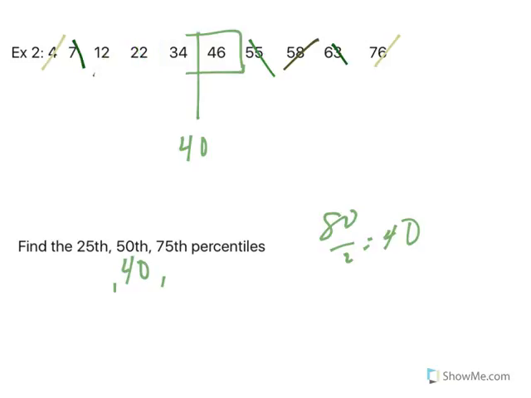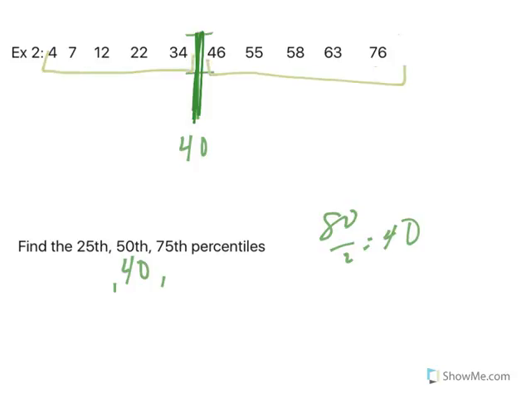Now, when I erase my markings here, you'll notice that this midpoint is between 34 and 46. So those numbers are used. 34 is part of the front, 46 is part of the back side. So now when I go to find my median of the first half, you see that I just have 12. 12 is the only number, so it cuts right through. My 25th percentile is 12.